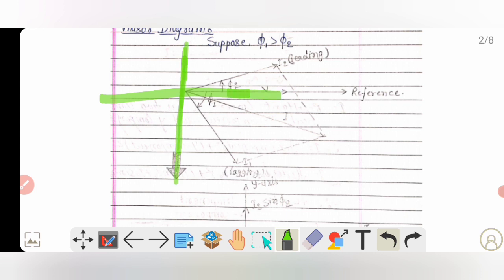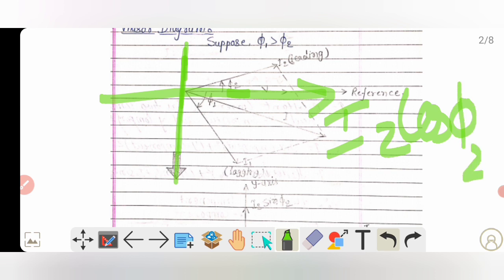And after drawing, this will basically be the horizontal component, which we can say is I2 cos phi 2. And if you want to write the sine component, then that will be equal to I2 sin phi 2. In the same way, we will write the x component and y component for I1.